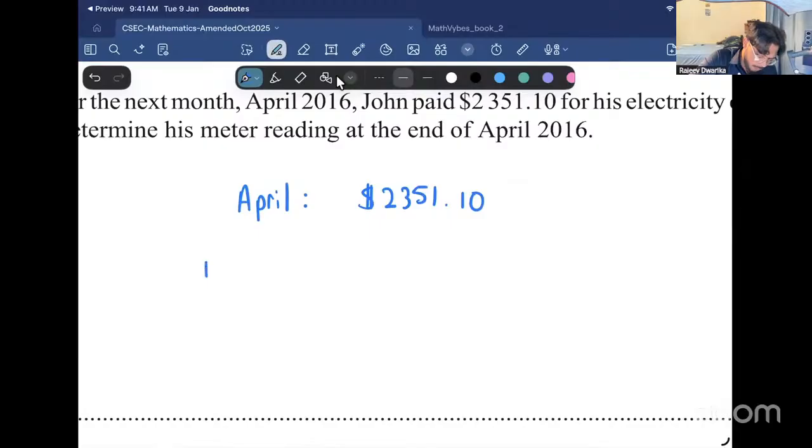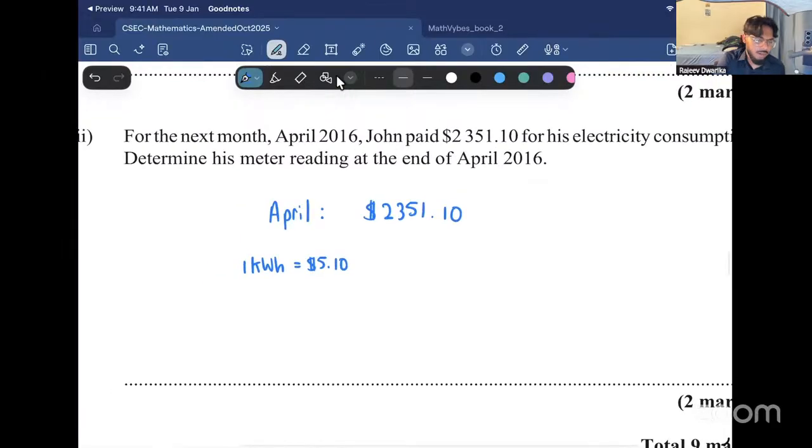Okay. So for every 1 kilowatt hour he uses, how much does he have to pay? $5.10, right? Uh-huh, $5.10. How much did he pay for the month? $2,351.10. So you tell me, how would I calculate how much energy he used?